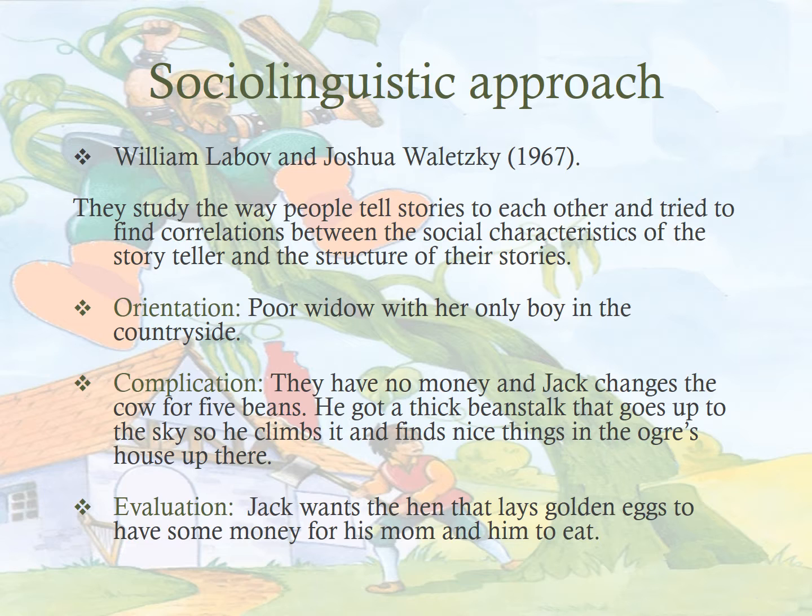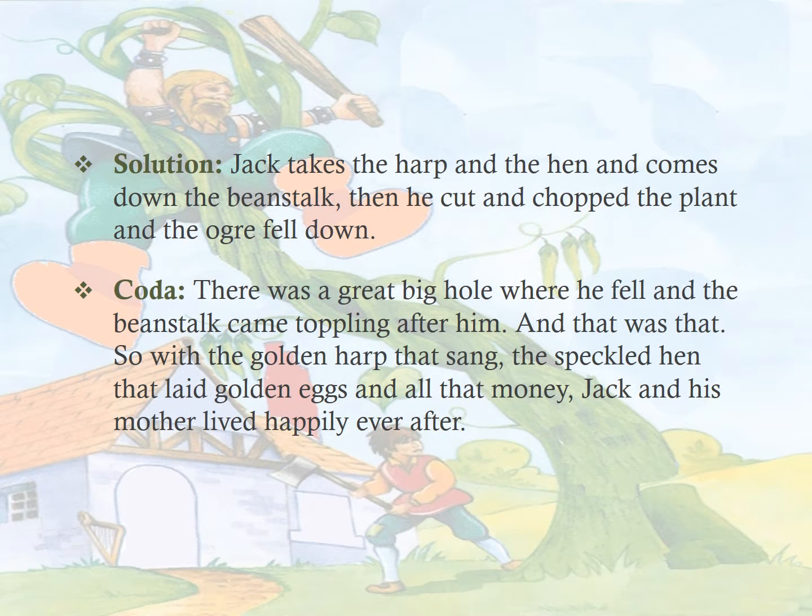A complication comes when they have no money and Jack changed the cow for 5 beans. He got a thick beanstalk that goes into heaven, so he scales it and finds nice things in the ogre's house up there. The evaluation comes when Jack wants the hen that lays golden eggs to have some money for his mom and him to eat. There, Jack finds a solution when he takes the harp and the hen and comes down the beanstalk. Then he chopped the plant and the ogre fell down.